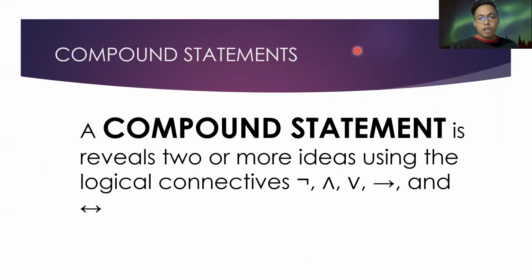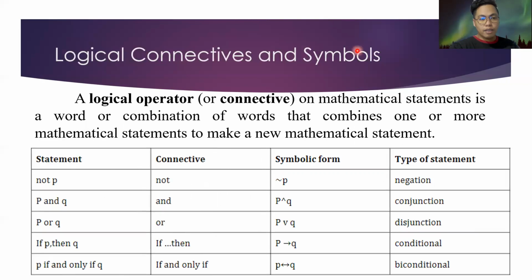When we say compound statement, it is composed of two or more ideas, probably two or more statements. It makes use of logical connectives such as the following. So what are these connectives that we are referring to, to put together different simple statements?